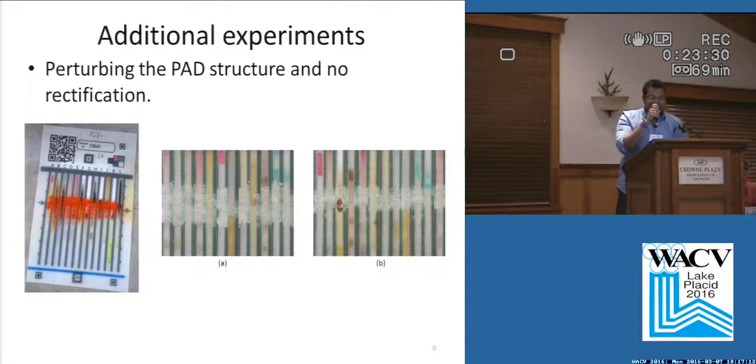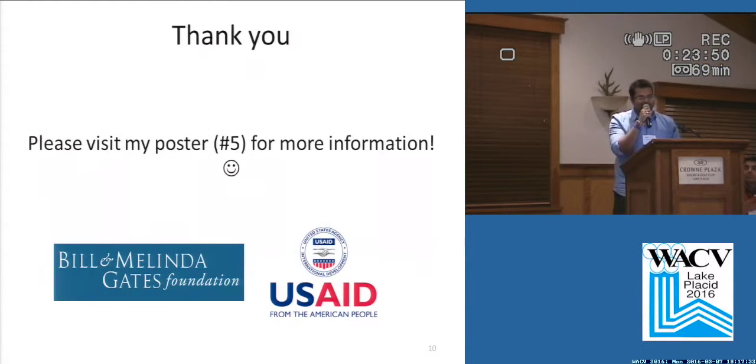We also did some additional experiments to see which features work better and why such features work better. For that, we did not rectify the cards and directly fed them to the deep CNN model. And we also changed the vertical lane configuration randomly for training and testing. If you want to know how that worked, please visit my poster, which is number 5.